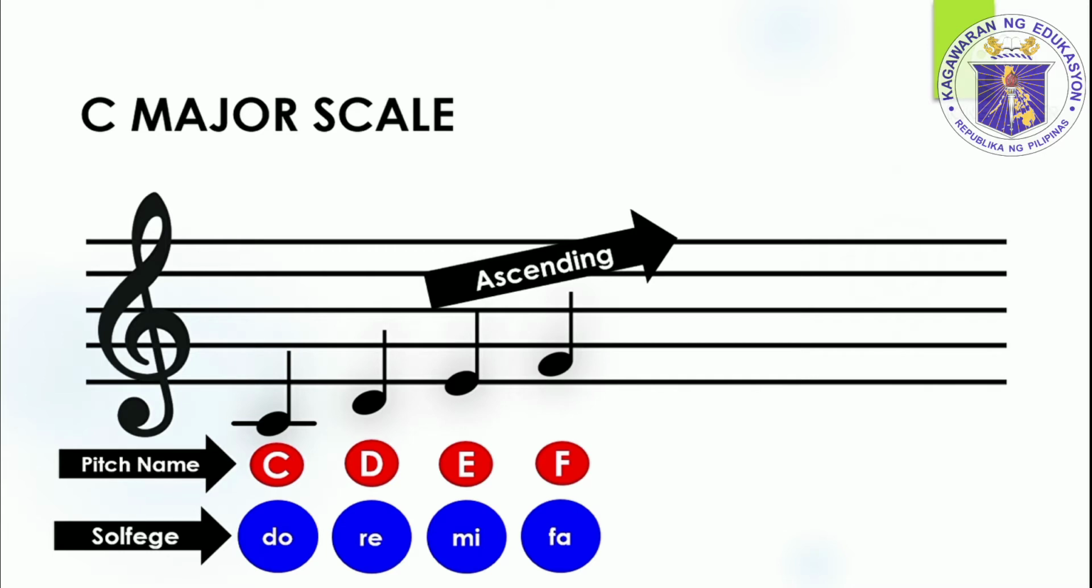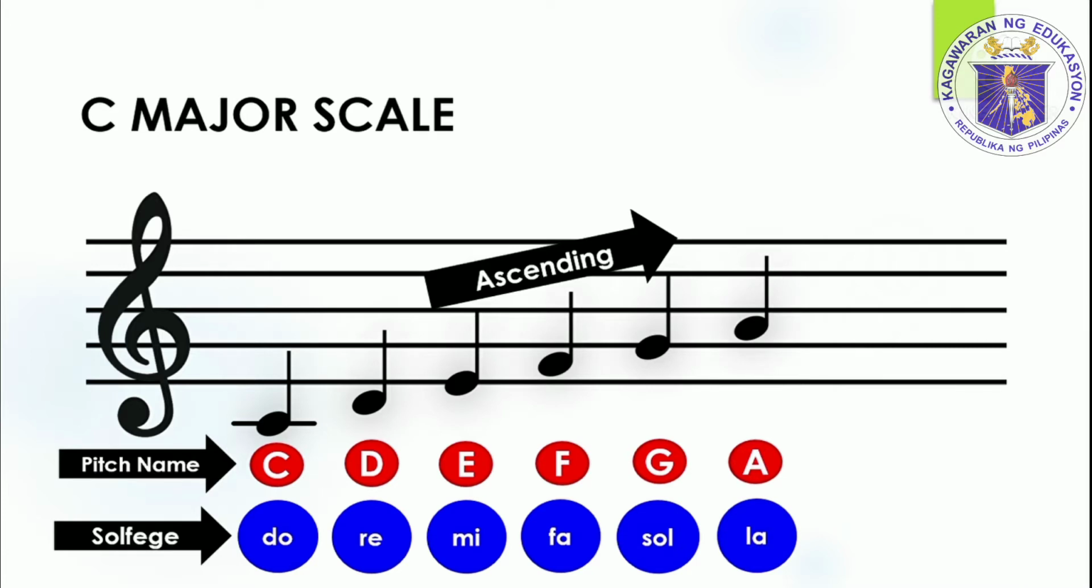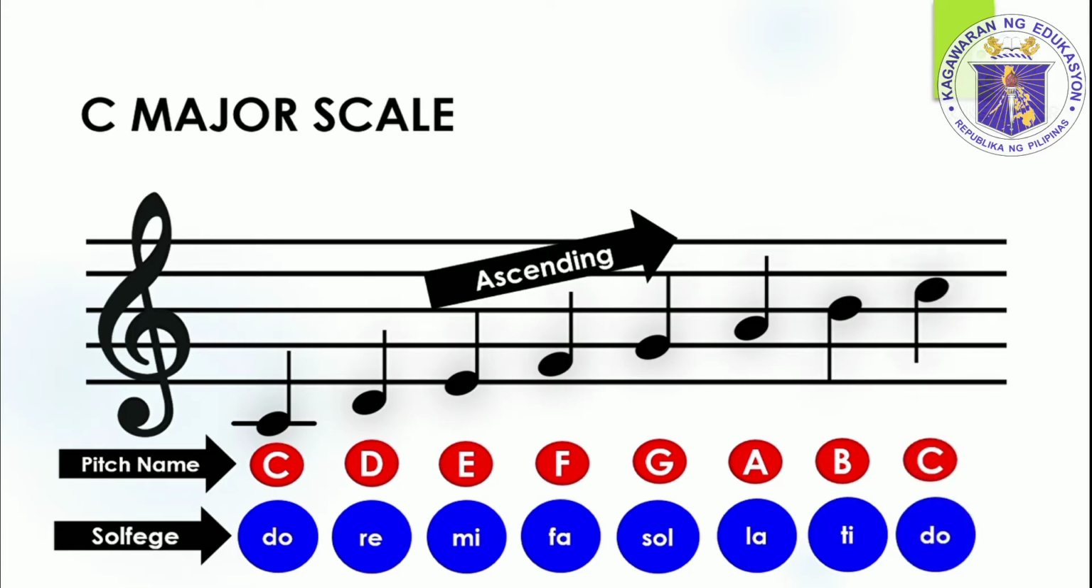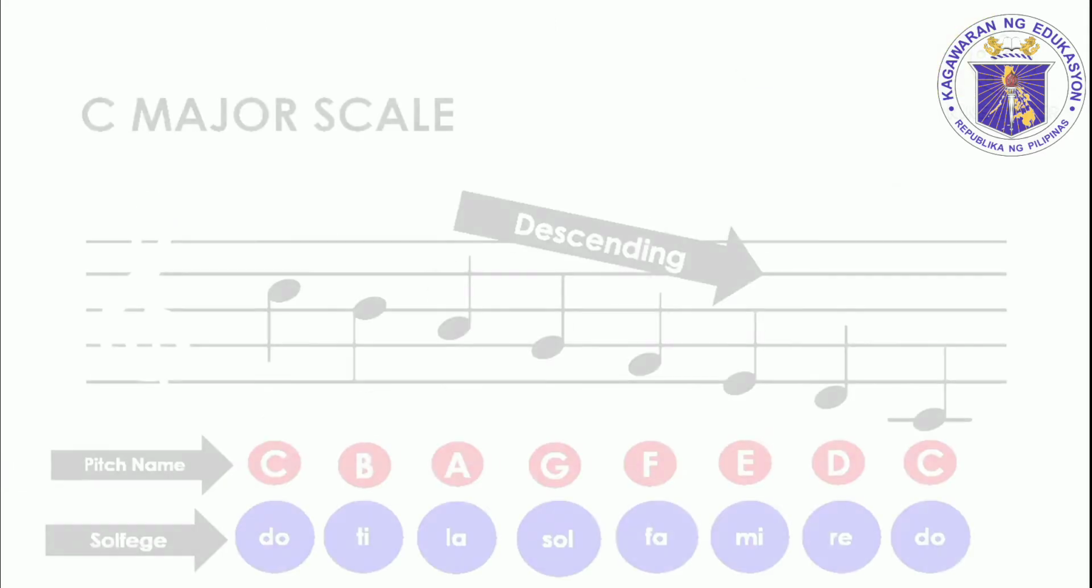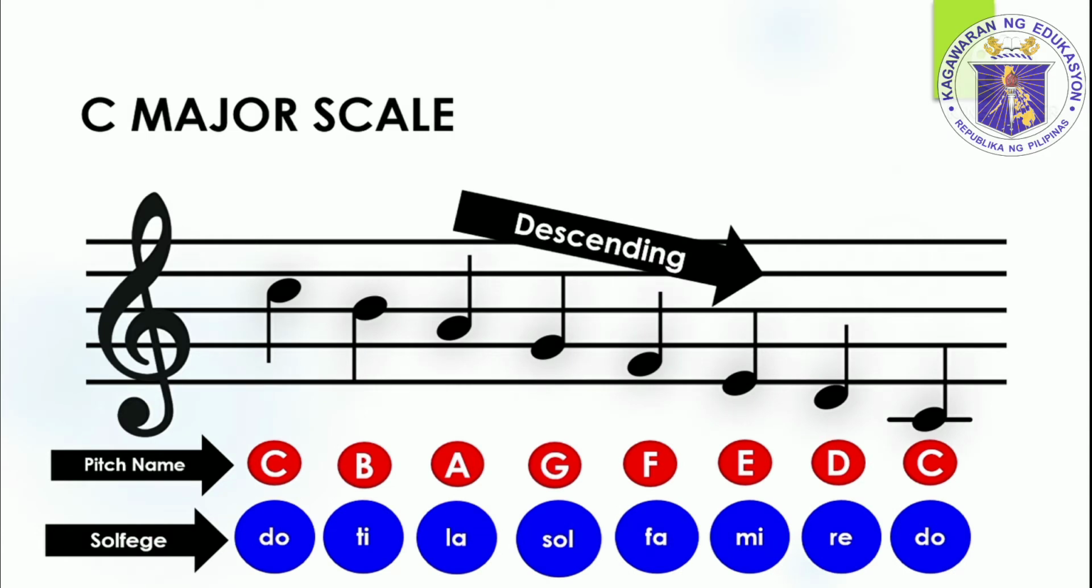The note on the line above Fa is Sol. The note on the space above Sol is La. The note on the line above La is Ti. And finally, the note on the third space is the higher Do. And vice versa to the descending pattern of a C major scale.